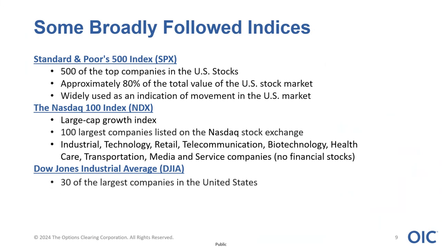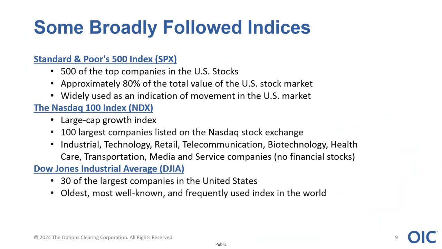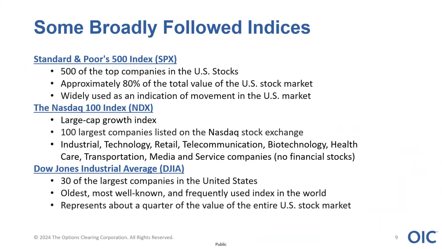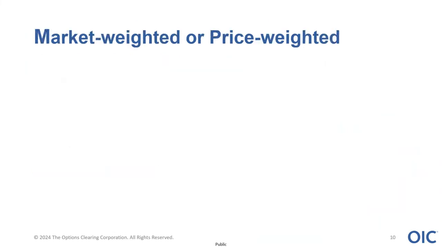The last one is the Dow Jones. It is 30 of the largest companies in the United States, really the oldest and the most well-known of these indices, and represents about a quarter of the value of the entire U.S. stock market. Now, there are really two different ways that these indices are calculated or put together.